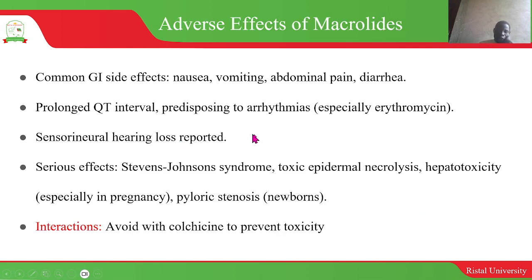Still with the adverse effects, we said common gastrointestinal side effects like nausea, vomiting, abdominal pain, and also diarrhea have been reported with this drug. Prolonged QT interval predisposing to arrhythmias, especially erythromycin, has this effect. Sensorineural hearing loss has also been reported in patients taking this drug. Serious side effects include Stevens-Johnson syndrome, which is an allergic reaction, toxic epidermal necrolysis, hepatotoxicity, especially in pregnancy, and pyloric stenosis in newborns. Interactions: avoid with colchicine to prevent toxicity.